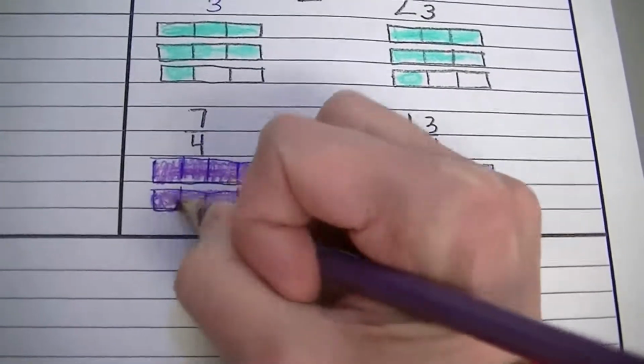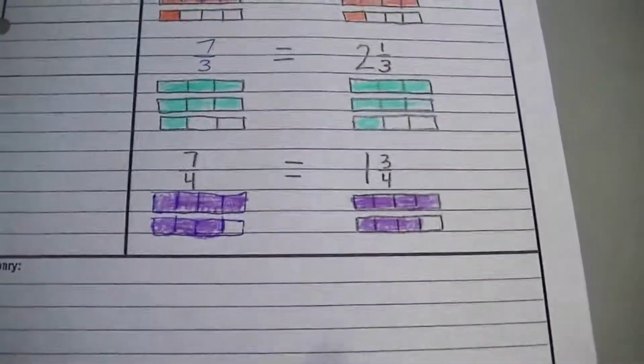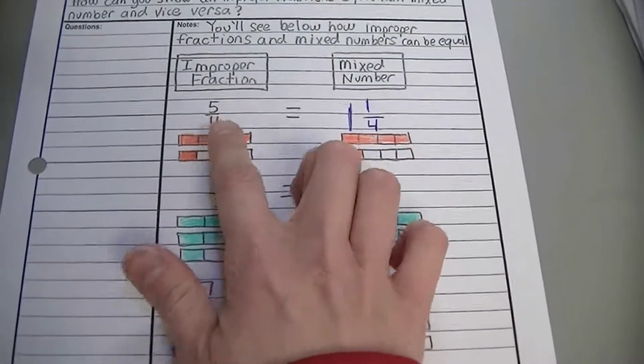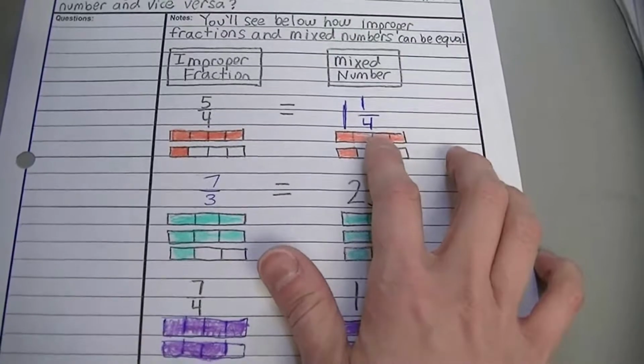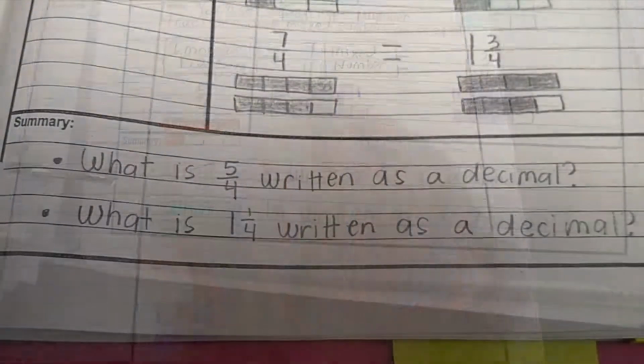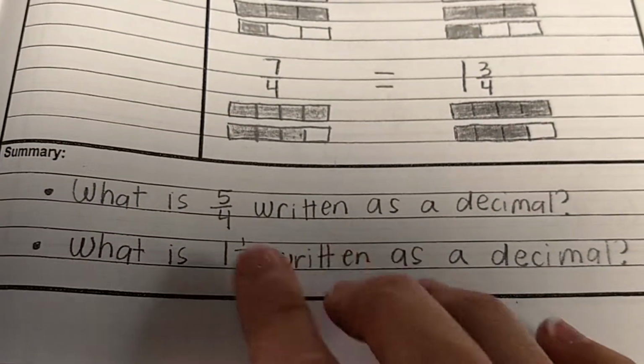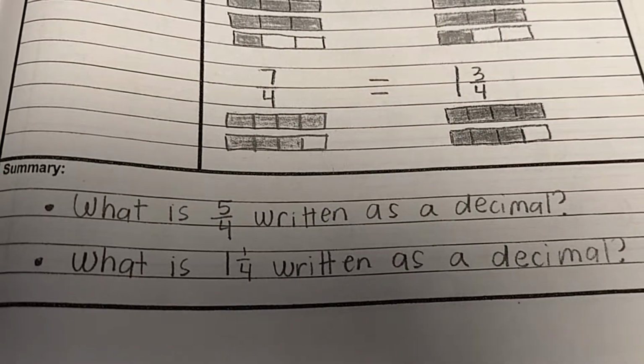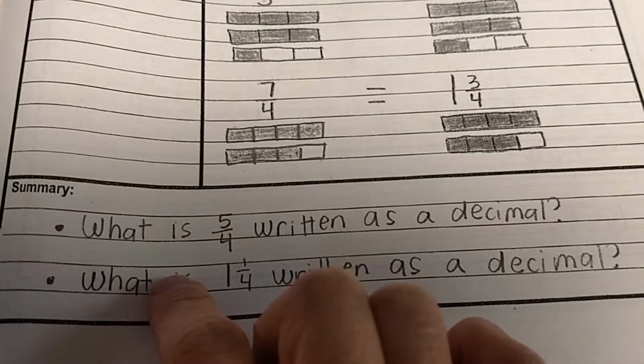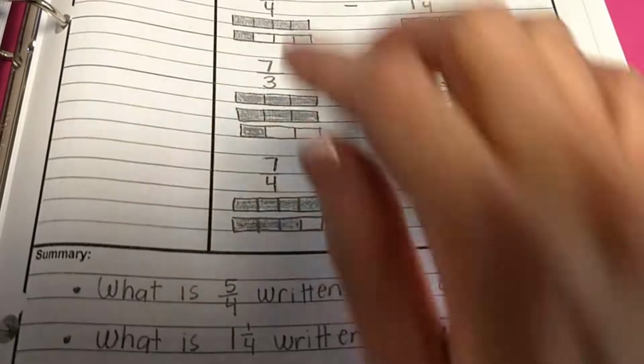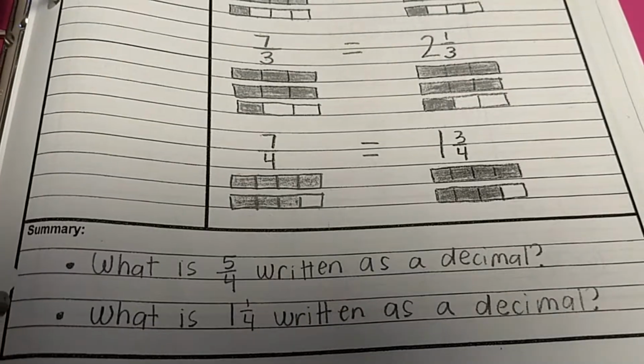So the whole point of this front page is that these formats are basically interchangeable. An improper fraction will look exactly the same as its mixed number. For your summary, I want you to answer these 2 questions right here. And I want you to know that these 2 questions have nothing to do with this up here. This is the only time in all of the notes that I'll ever do that, okay?